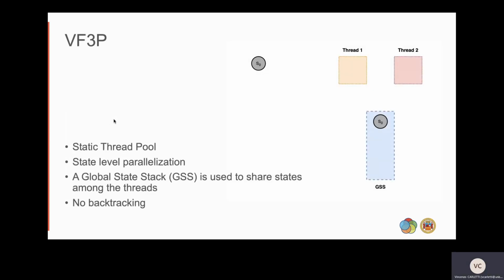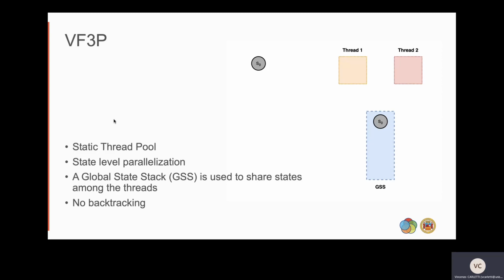This kind of representation allows us to use state-level parallelization. It means that each thread is responsible for exploring a single state. We decided to use a static thread pool that is started before the matching process. A global state stack is used to let the threads communicate with each other, sharing the states. And we don't need to use backtracking.